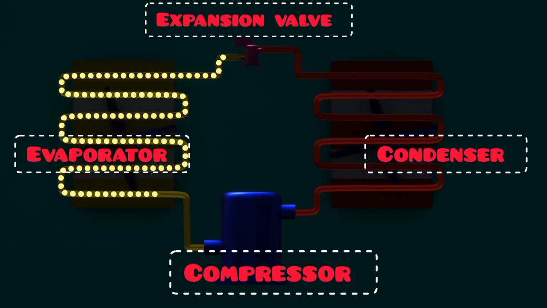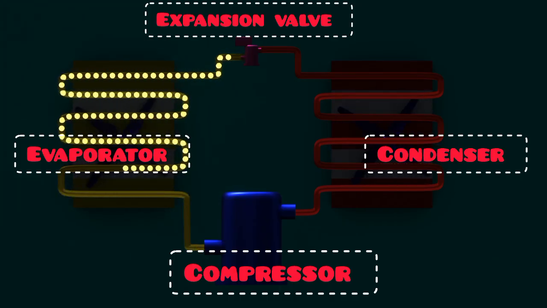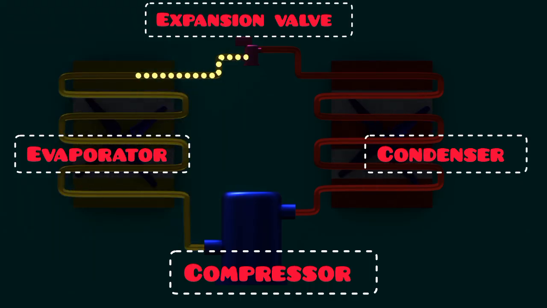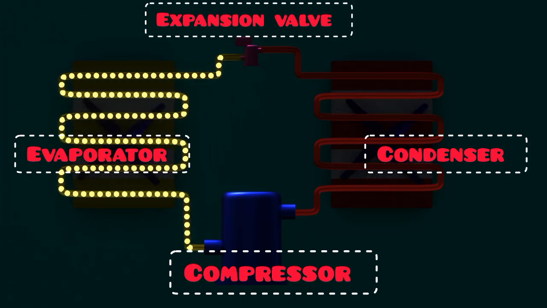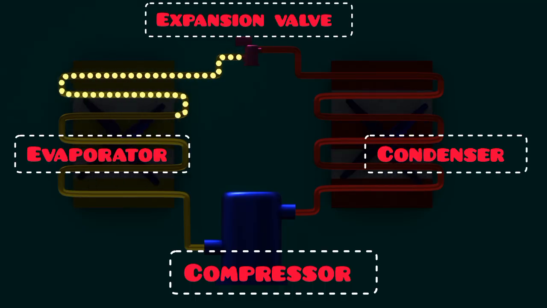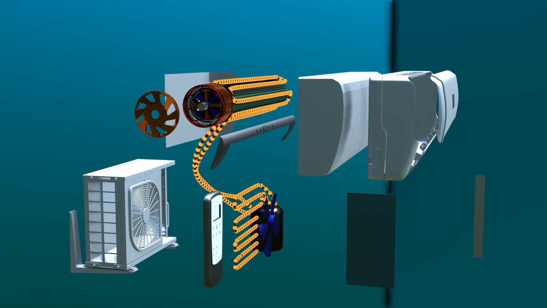As the refrigerant continues flowing through the evaporator, it keeps absorbing heat until it has completely evaporated. By the time it reaches the outlet of the evaporator, it is slightly superheated. This means it is fully in the gas state and contains no remaining liquid droplets.